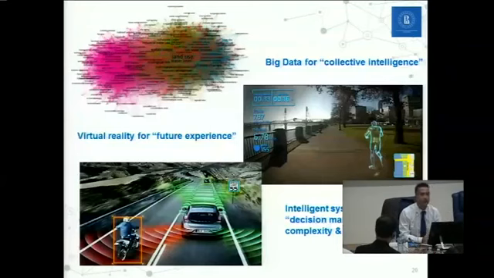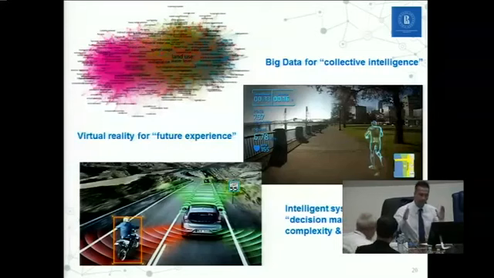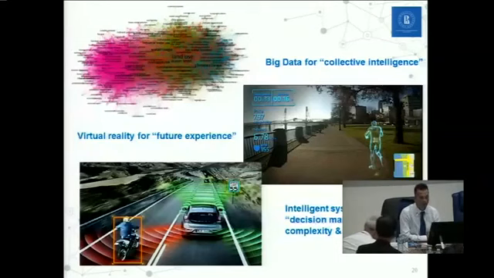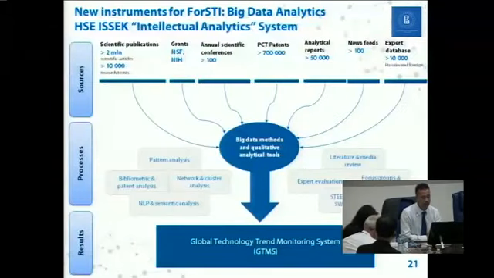And there are possibilities to use, for example, virtual reality for future experience. So we can actually play with our scenarios. They will be much more easily communicated once we can put them in front of people and show them the future picture. And there are intelligent systems to support our decision-making under complexity and uncertainty. And I'm glad to say that in our institute here, we have begun with the use of big data analytics for Foresight and for ForSTI.